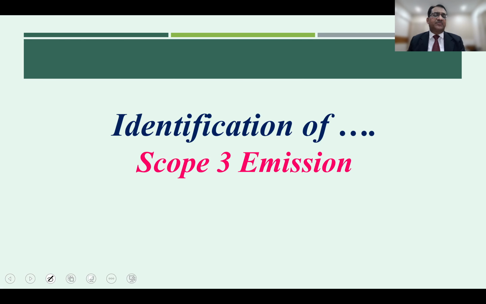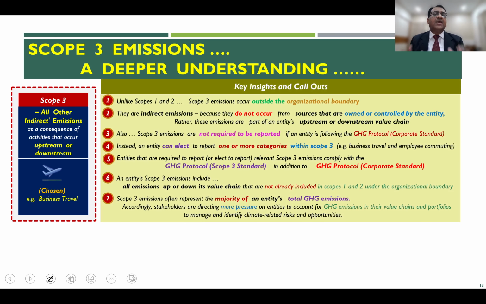Now, as we said, scope 3 emission is something which happens outside the organizational boundary, like your scope 2. Those 15 categories which we talked about are also indirect emissions like scope 2, but they do not occur from sources which are owned or controlled by the entity. Rather, these are emissions that are part of the entity's upstream or downstream value chain. That's something which we already saw.